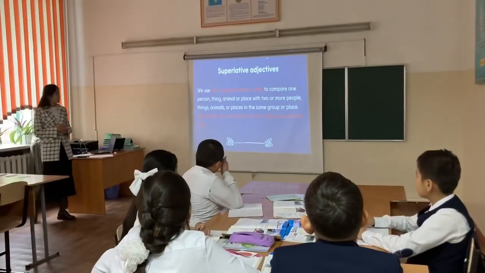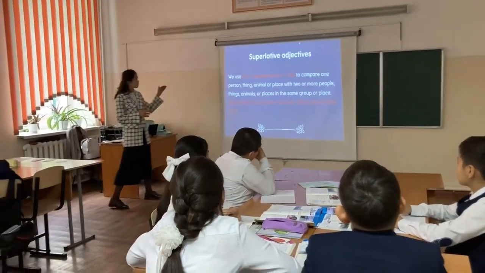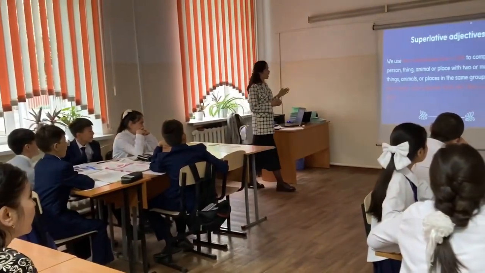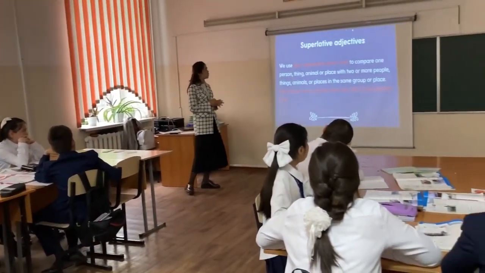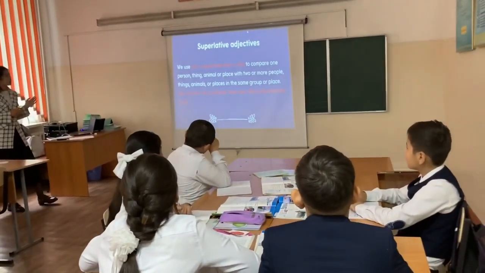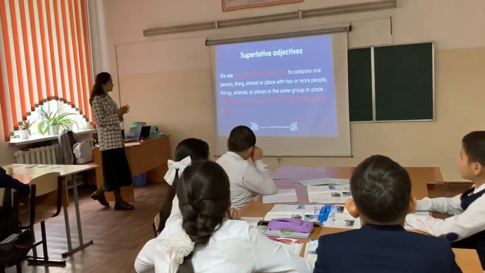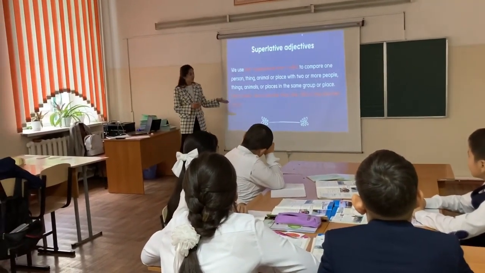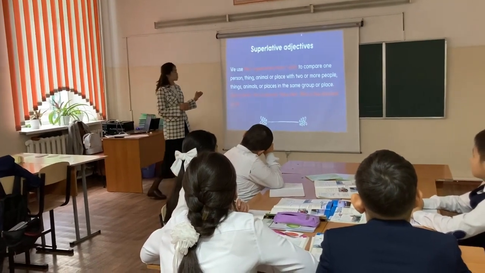For superlative adjectives, we use the plus superlative form plus of or in to compare 1 person, thing, animal, or place with 2 or more people, things, animals, or places in the same group or place. For example, Aim is short. Arrow is shorter than Aim. Rita is the shortest of all.